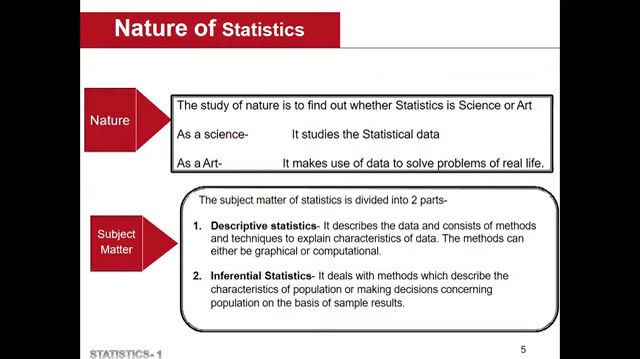The subject matter of statistics is divided into two parts: descriptive statistics and inferential statistics. Descriptive statistics describes the data and consists of methods and techniques to explain characteristics of data. The methods can be either graphical or computational. Inferential statistics deals with methods which describe the characteristics of a population or make decisions concerning a population on the basis of sample results.